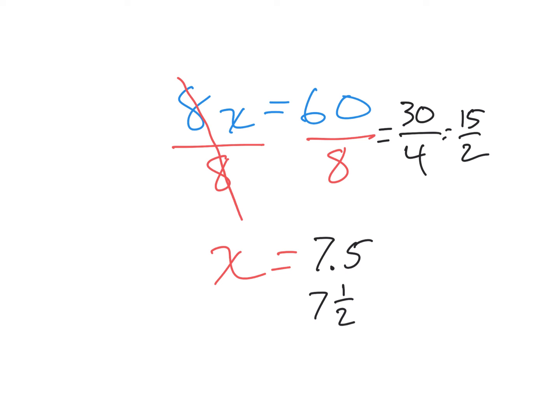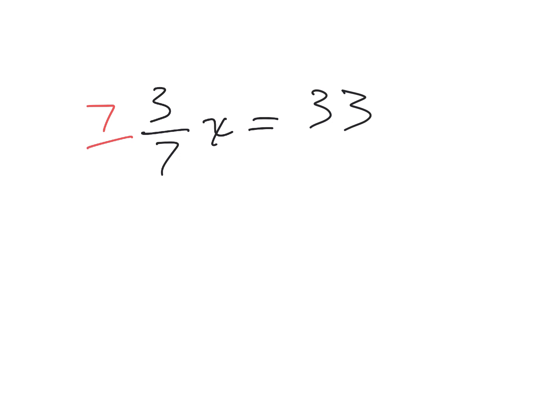Good. All right, moving on. We have 3/7 x is equal to 33. Here again, we have a fraction being multiplied times x. We could divide by 3/7 on both sides, but it just comes out ugly. So a nicer way of doing the opposite operation would be to multiply times 7 over 3. And do that to both sides.